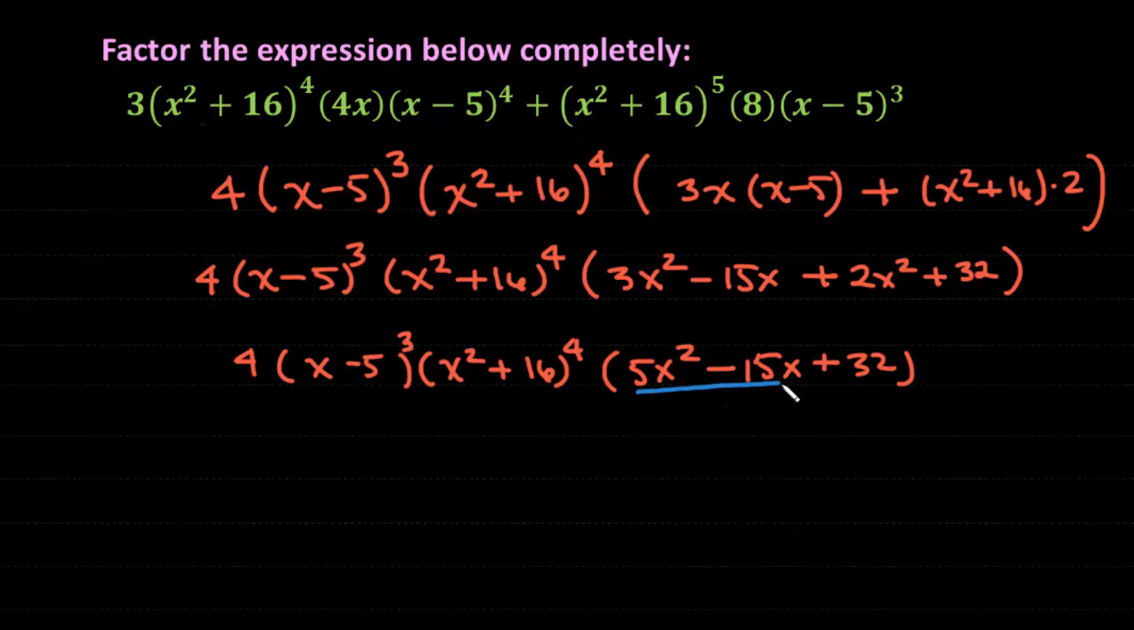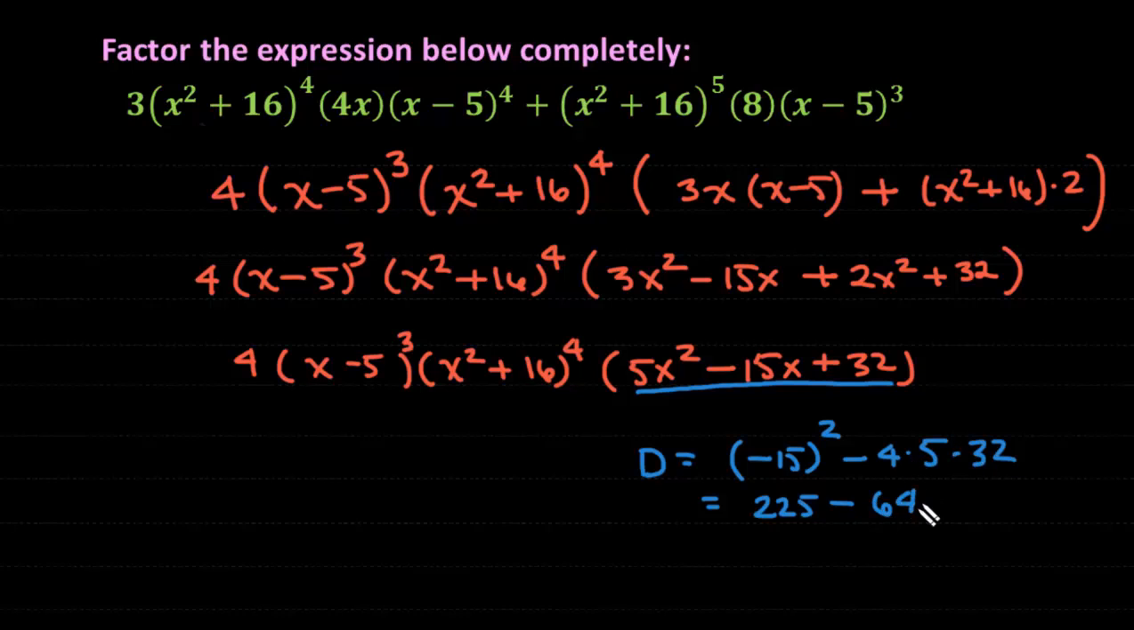Now this right here is a quadratic, and if we look at the discriminant called D, which is b squared minus 4ac for an arbitrary quadratic function, here we have negative 15 squared minus 4 times 5 times 32, which gives us negative 15 squared is 225, and 4 times 5 times 32 is 640. So then that gives us negative 415, which is less than 0.